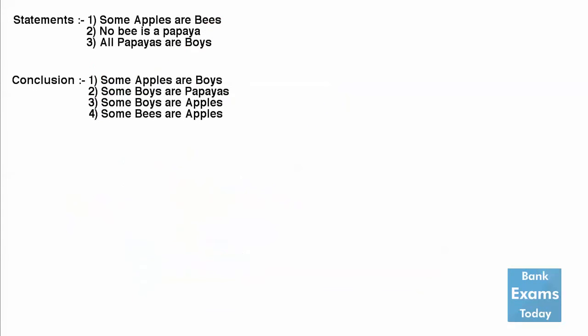Okay, let's do one more question. There are three statements and four conclusions. First of all, some apples are bees, no bee is a papaya, and all papayas are boys. So let's draw the diagram for each of the statements. Some apples are bees. These are for apples. Some of the apples are bees.